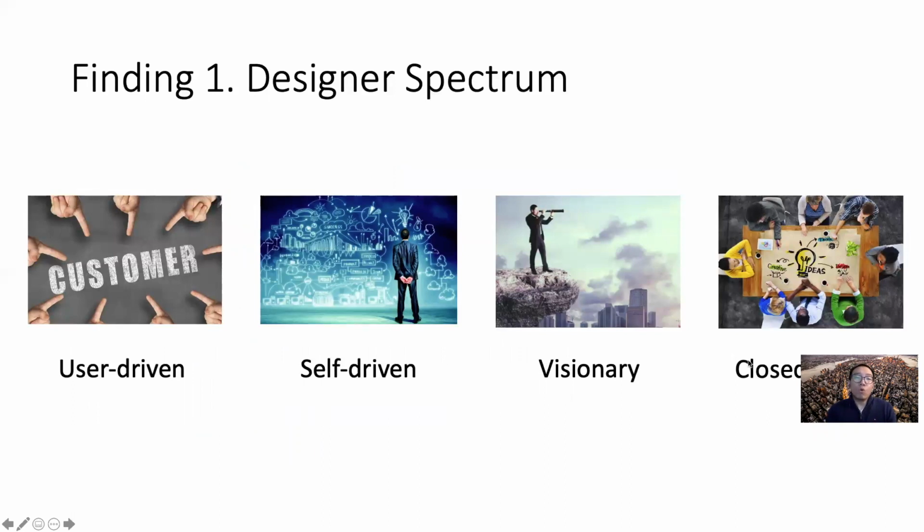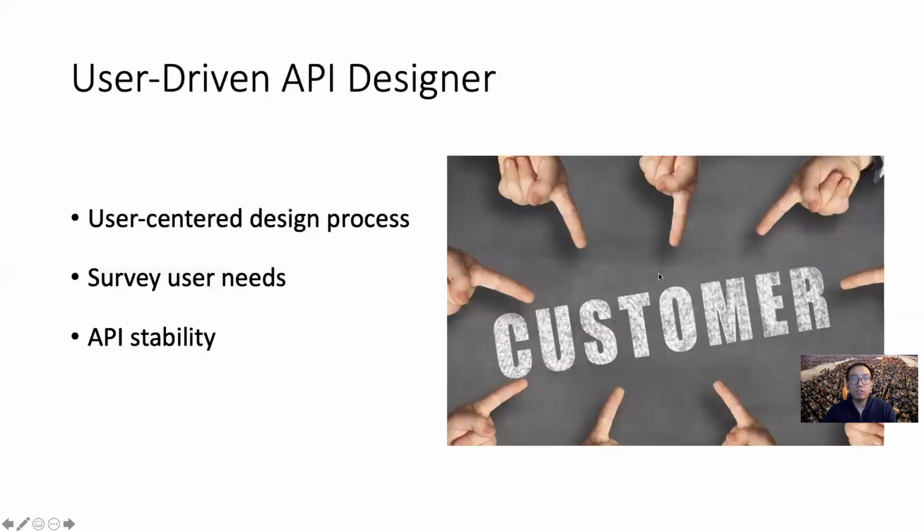We identified 4 types of API designers based on how users fit into their design process and how they responded to the user feedback. As the name implies, user-driven API designers always place users first. When they want to build an API or introduce some changes to their APIs, they first talk to their users. Their top concern is often the stability of their APIs. Like when they make a change to their APIs, whether this change will break user code.